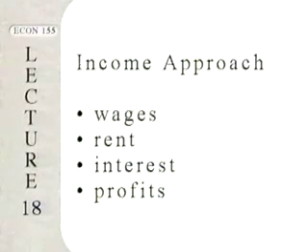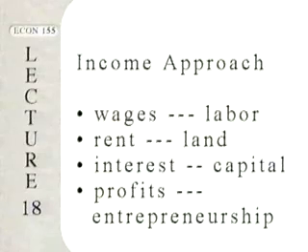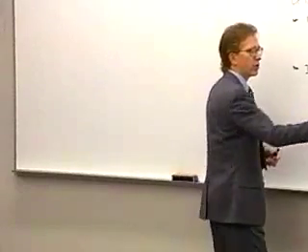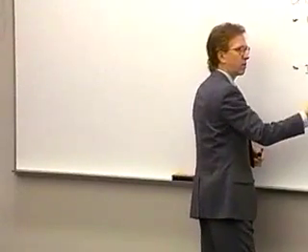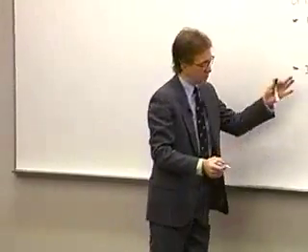If you'll remember, I told you before there were 4 factors of production. I said there was land, labor, capital, and entrepreneurship. And so we've got those 4 factors of production, or 4 productive resources, and each one of those factors of production has a return or a payment, and we give them those names.